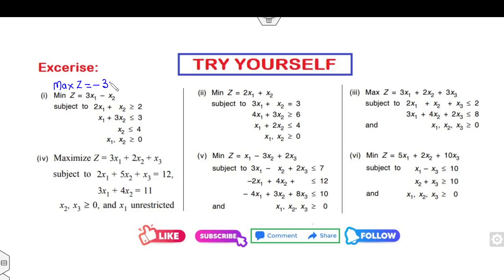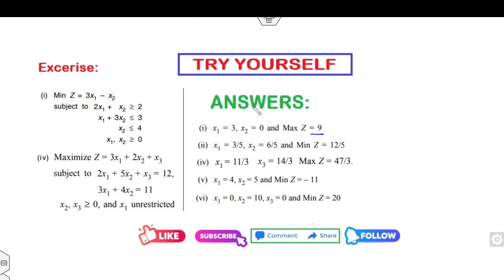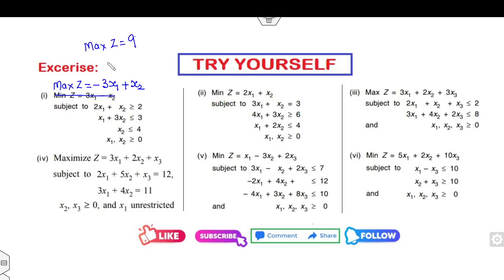That will be minus 3x1 plus x2. Fine. And after the solving, if you get the maximization of the z is, say, 9. Fine. Then the answer of the minimization of the z is minus of 9. Fine. Again, this problem is the minimization. You can change it firstly into the maximization. This is already a maximization. Change into the maximization.